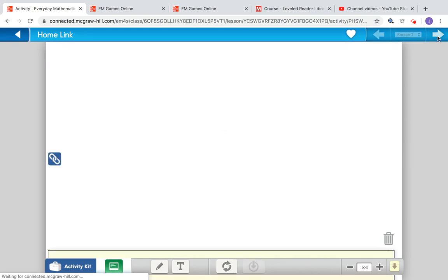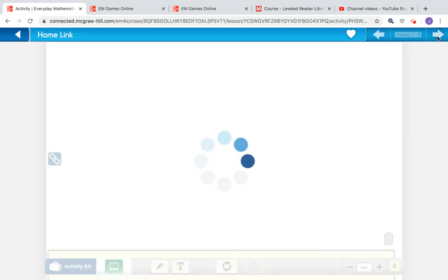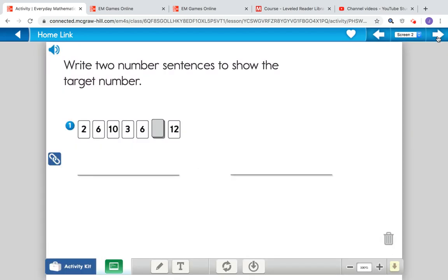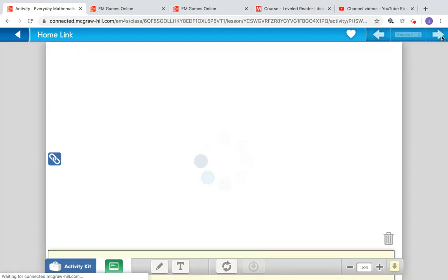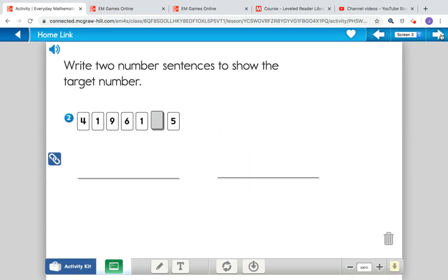So you're going to arrow over, and you're going to write 2 number sentences to show the target number. So what you're going to do is our target number is 12. You're going to find 2 numbers that add together or subtract to make the number 12. You're going to do number 2. Same thing. You're going to find the numbers that add together or subtract to make the number 5.